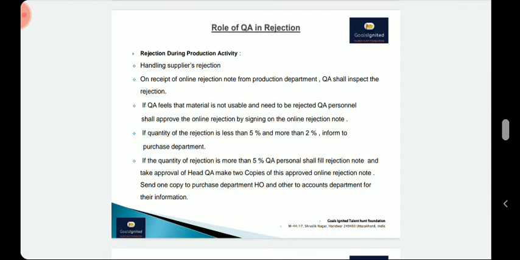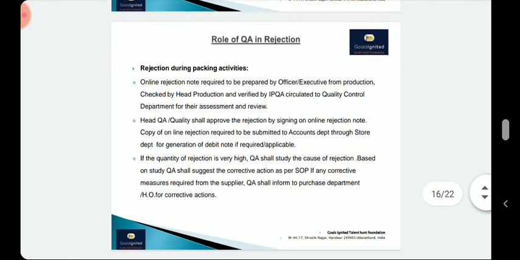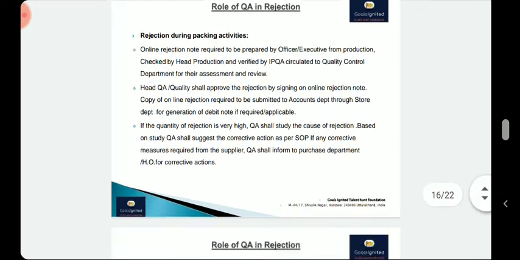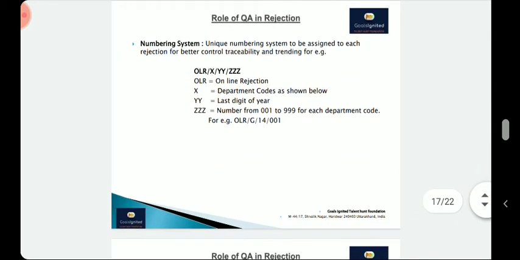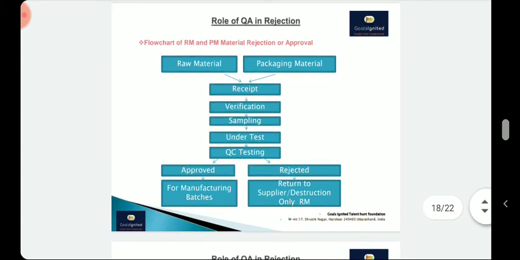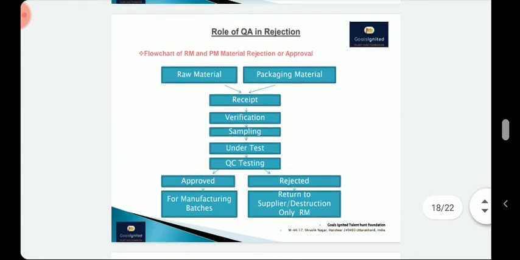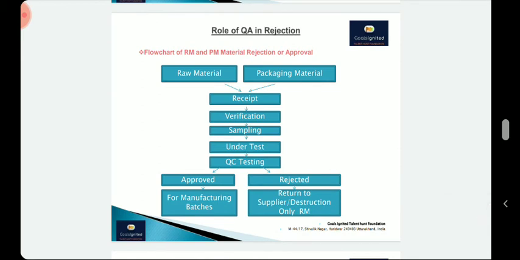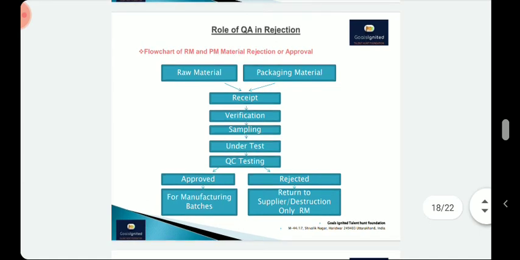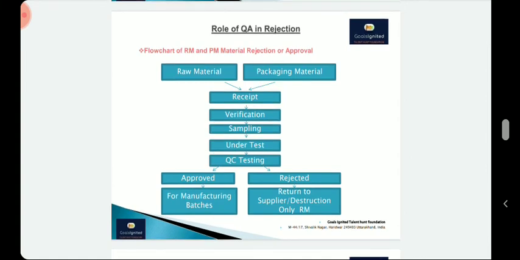Then we come to the flow chart of the raw material and packing material rejections. For RM and PM, there is receipt, then verification, sampling, under test, and QC testing. If it is approved, then batch manufacturing; if rejected, it may be returned to the supplier, or destroyed, only in the case of raw material. Otherwise we are required to return it to the vendor. In the case of printed packaging material, it is not required to send it back to the vendor. It is a mandatory GMP requirement that the packing material must be destroyed on site. This is the online rejection note register which is required to be followed in a pharma plant.